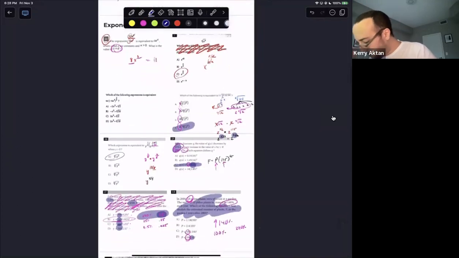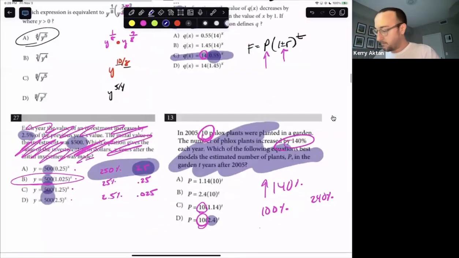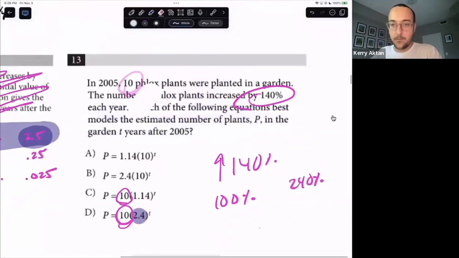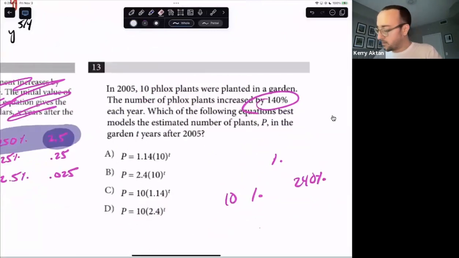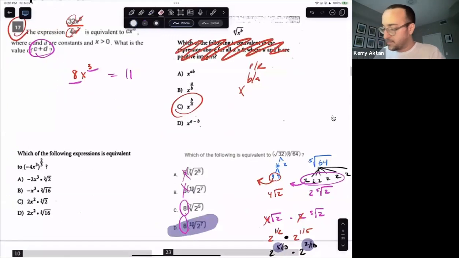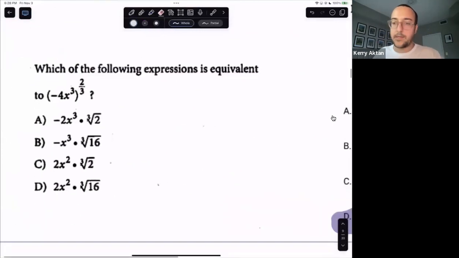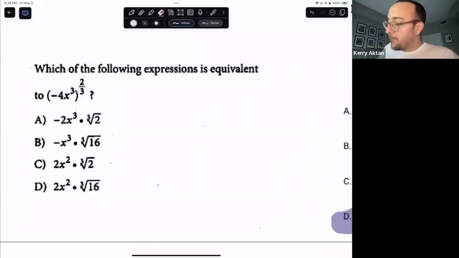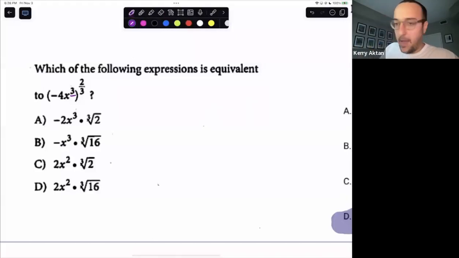JP, which one? This one? Third question in exponents. Oh, it's unnumbered. Yeah, this one. Yo, this is a tough one. Please listen to this. First of all, what do you do with power of a power?